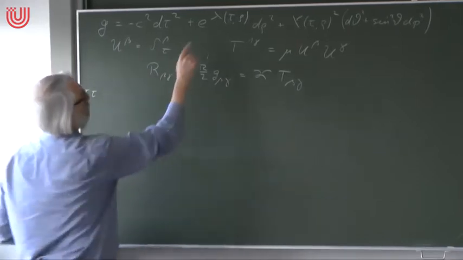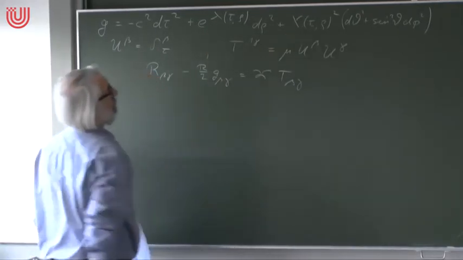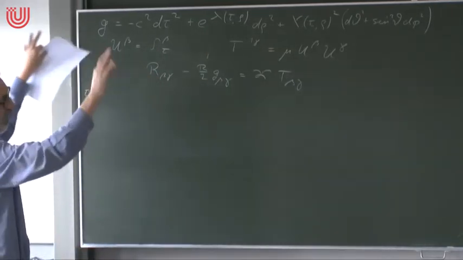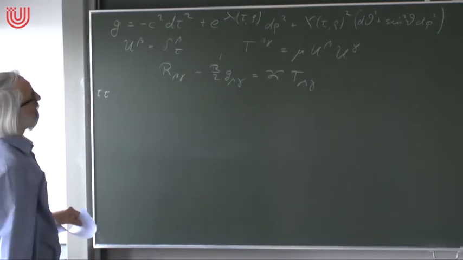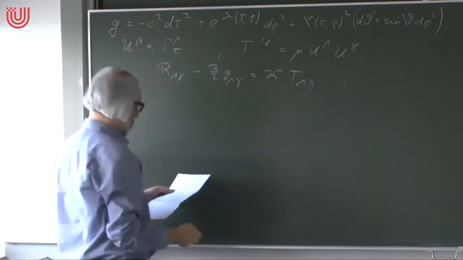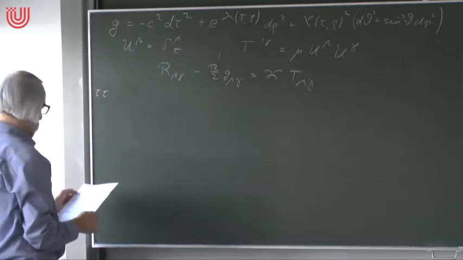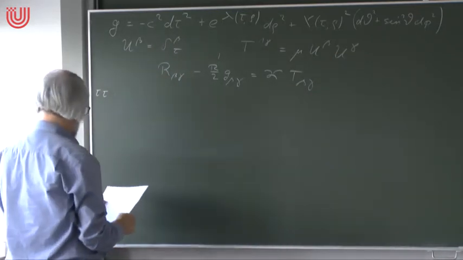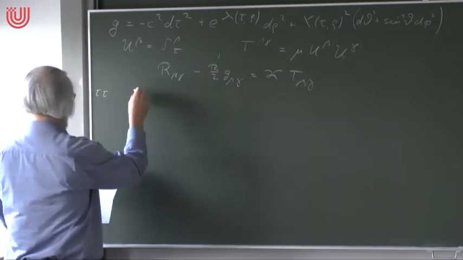So the unknown functions are lambda and y, right? So we expect a system of partial differential equations for these two functions. And also the mu, of course, will occur on the right-hand side. So we have partial derivatives of y and of lambda. So here's the tau component.